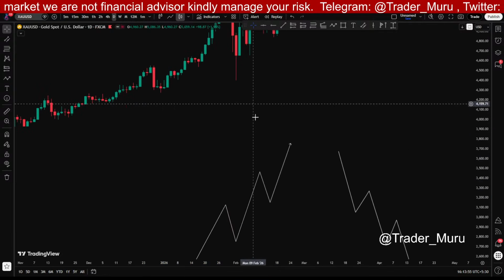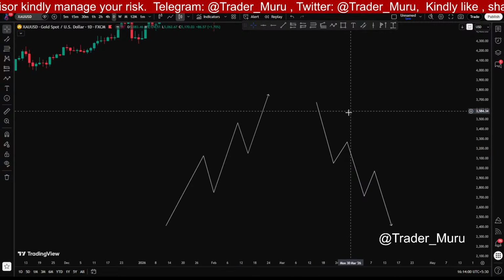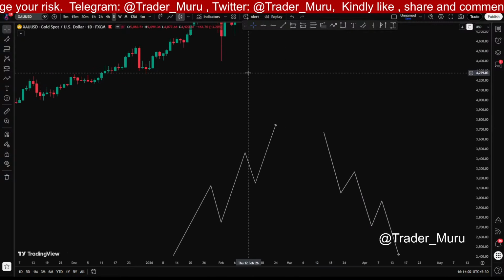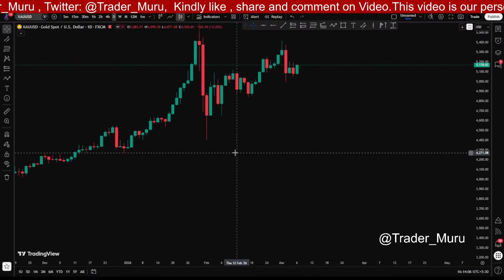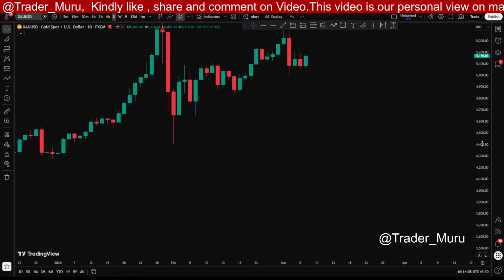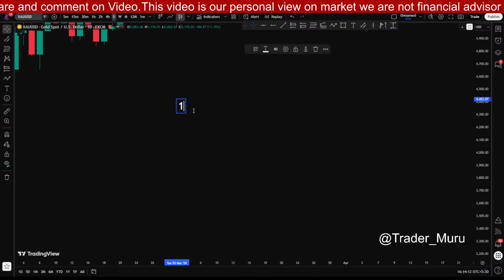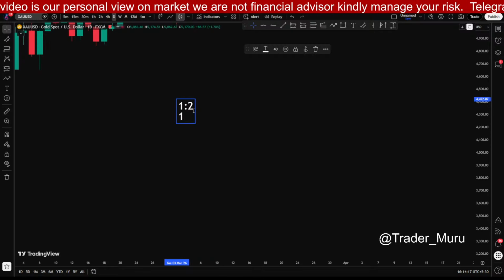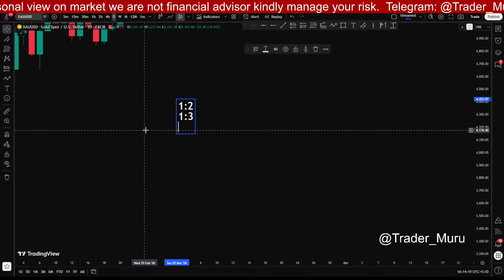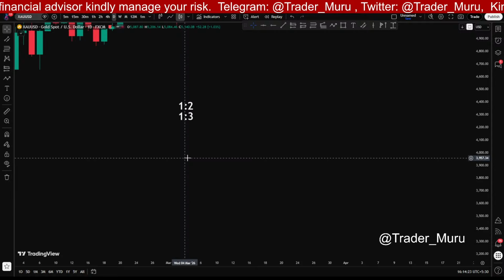You don't need anything else. If you have a good grip on structure and candlestick patterns and then liquidity, this is all, you are profitable. And stick with good risk management and use 1:2 or 1:3 risk reward. This is enough. This is enough to make you profitable.